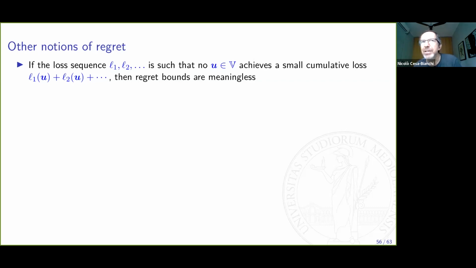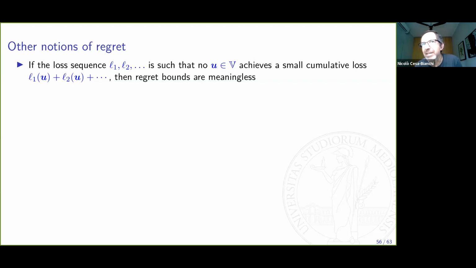But at the end of the day, your regret measures how good you are with respect to the best single model in your class. But wait a minute, if your data is highly non-stationary, which means that the sequence of convex losses that you're observing is a lot different one from the other, then there's not going to be any single model in your decision space that is going to perform well on this loss sequence.